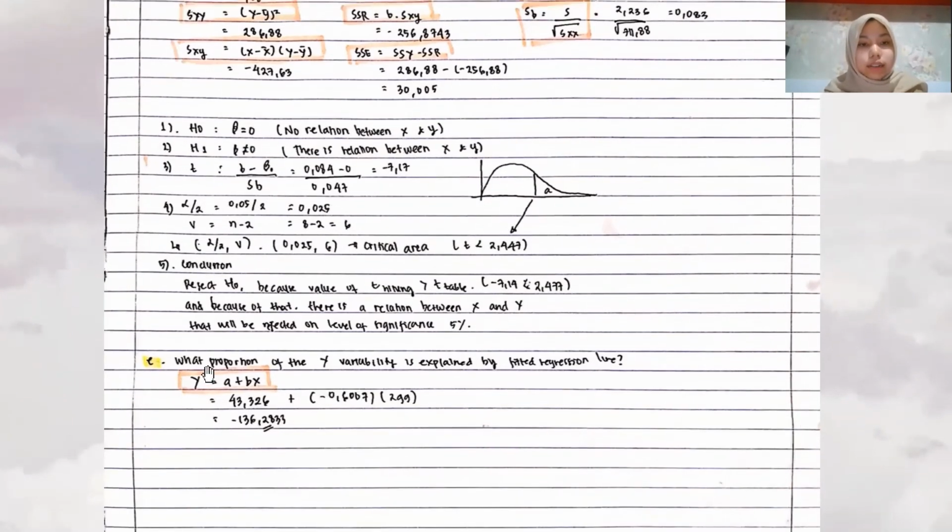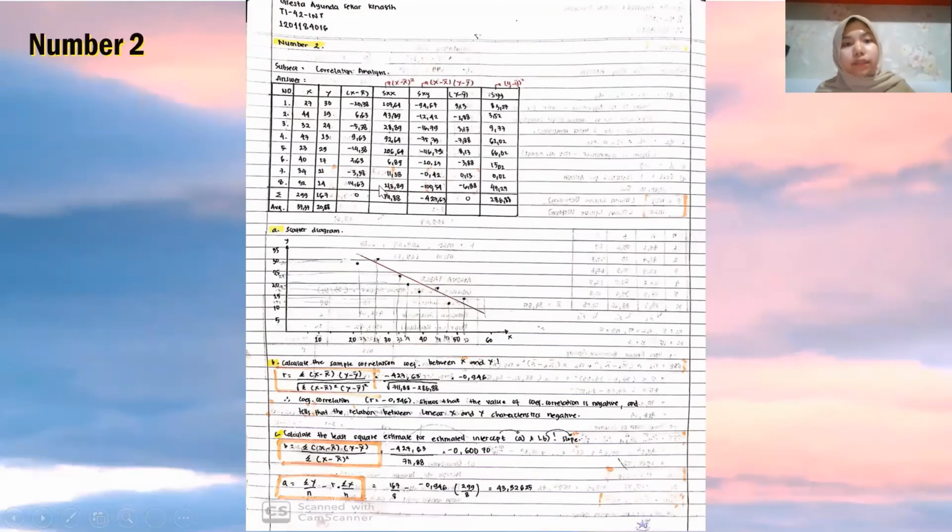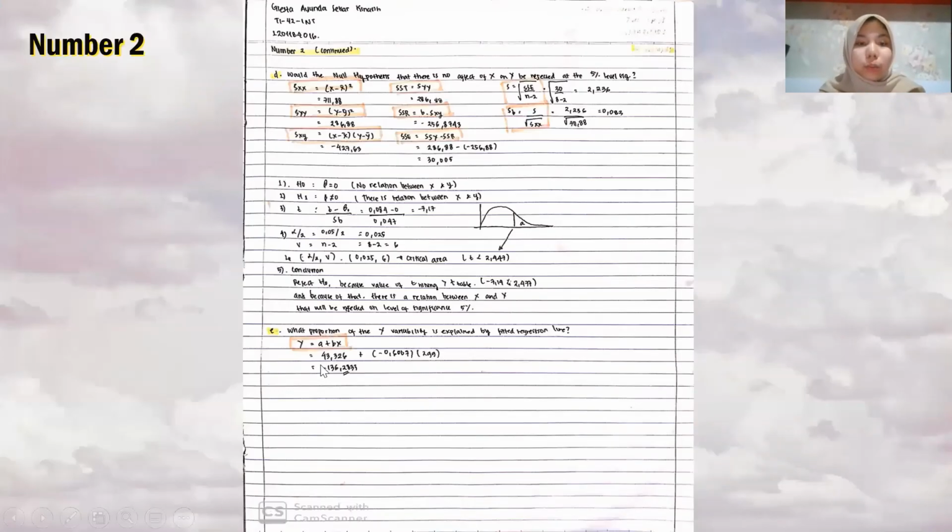And on E, they ask what proportion of the Y variability is explained by the fitted regression line. So we can use this formula: Y equals A plus BX. A is 43.326 and B is minus 0.6007, times X, 299. 299 is from this table. And then we can get Y equals minus 136.2833.